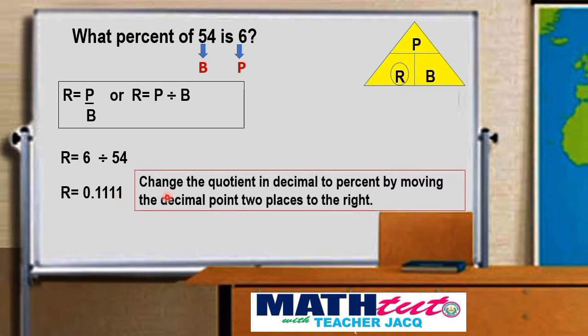0.1111, or 1,111 ten-thousandths. Now, we need to change the quotient in decimal to percent form by moving the decimal point 2 places to the right. So, this is our decimal point. Let's move it 2 places to the right. So, 1, 2. So our answer is 11.11%. So, our rate, our final answer, is R is equal to 11.11%.